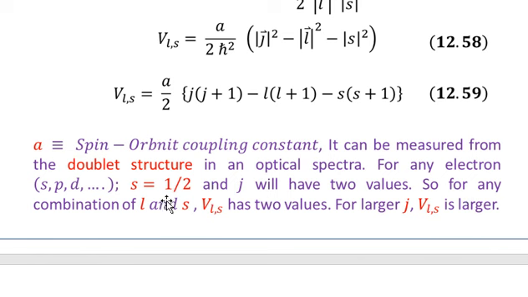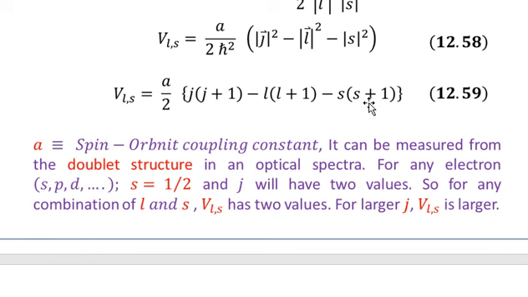So for any combination of L and S, VLS has two values. For larger J, VLS will also be larger. So you see that for the case of single valence electrons, either S electron, either P electron, either D electron, and so on, VLS will have only two values there, because J will have two values, because S and L for the single electron will be fixed.